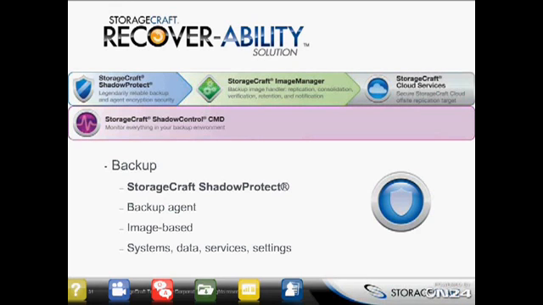So it's a tremendous tool here to make your life easier, to make your business more resilient to change over time. Then the next thing we have on the list here is the StorageCraft Image Manager.